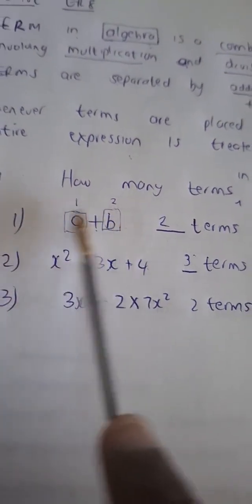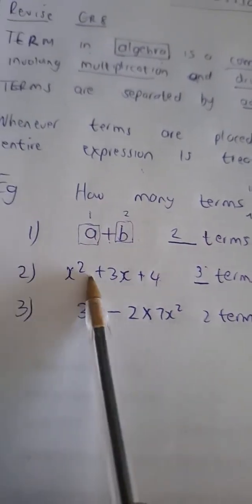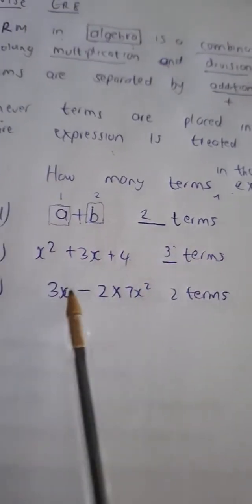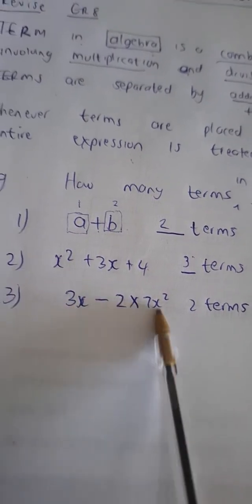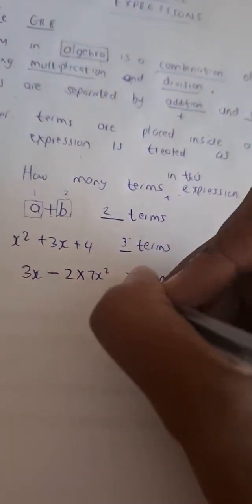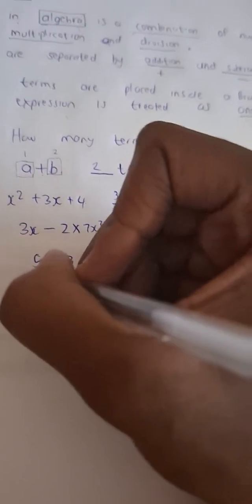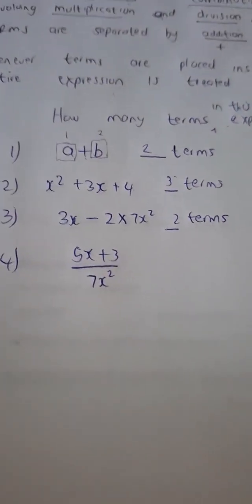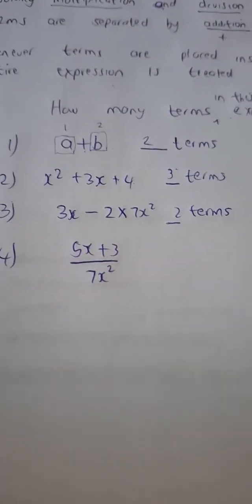Now I'm asking how many terms are in this expression. So we've established a plus b, there are 2 terms. X squared plus 3x plus 4, there are 3 terms. 3x minus 2 times 7x squared, there are 2 terms. So far so good. Number 4, 5x plus 3 over 7x squared. How many terms are in this expression?